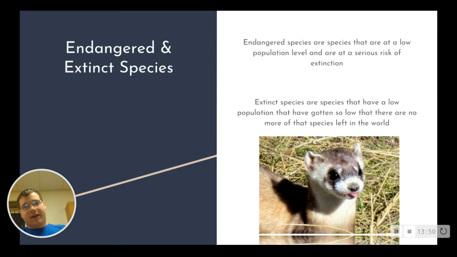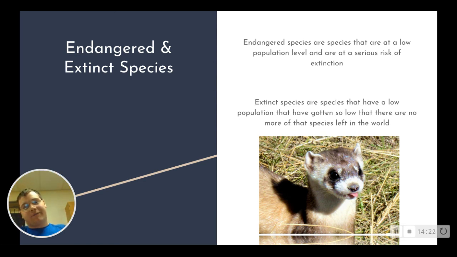Next up is endangered and extinct species. Endangered species are species that have a low population level and are at serious risk of extinction. Extinct species are species whose population has gotten so low that there are no more left of that species on Earth. There's many examples of this. There's many species that are endangered, and there's many different reasons why they are endangered.